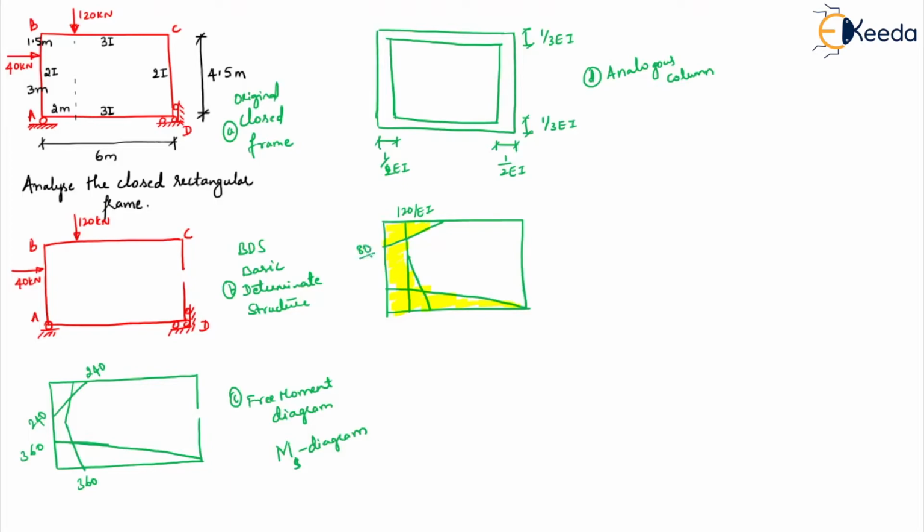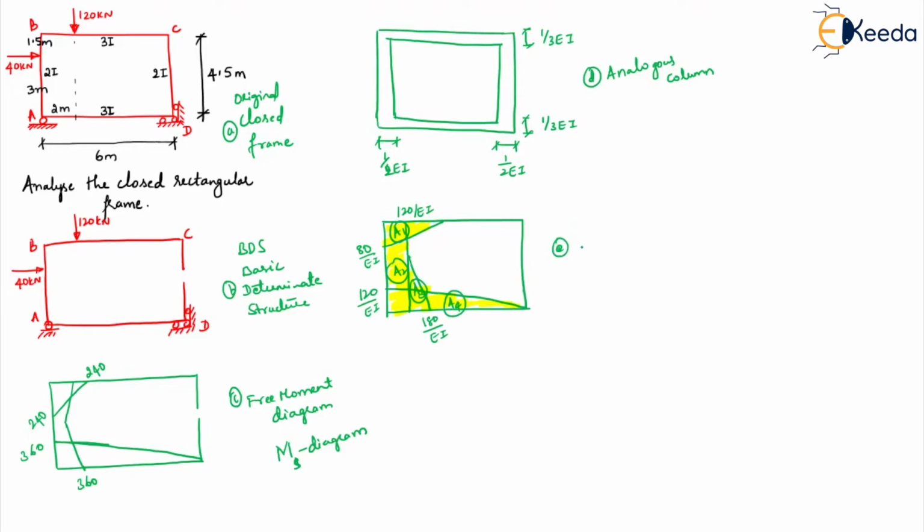So that will be 80 by EI. Coming to this portion, it's 360 by 3, so 120 by EI. Here it is 360 by 2, so it's 180 by EI. If you observe, this is so confusing. Actually, this is your area 1, this is your area 2, this is your area 3, and this is your area 4.